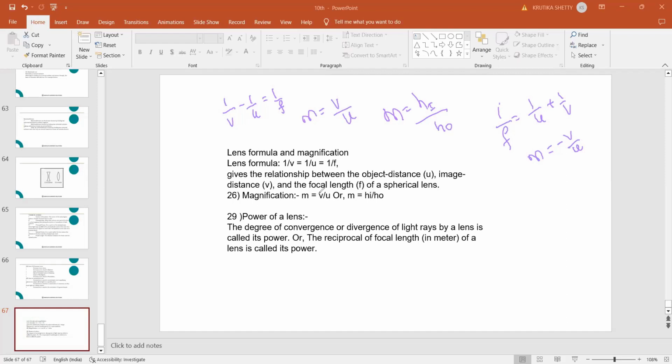Then the next point is the power of a lens. What is the power of a lens? The reciprocal of the focal length is called the power of the lens. The power of a lens is expressed in terms of diopter, denoted by capital D.